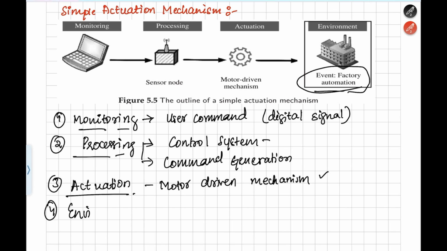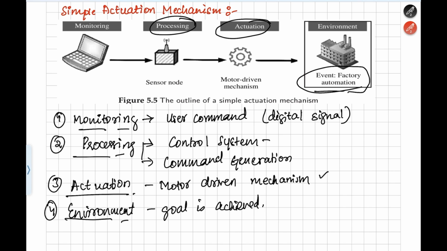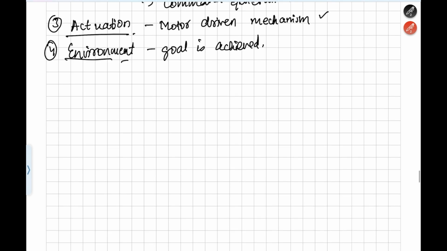Next we have the environment. Once the boxes are picked, the action is performed in the environment. That is, our ultimate aim or goal is achieved here. Right. So majorly speaking, we come across the role of the processor and the role of the actuator. The processor will translate the user commands into actionable machine instructions, and the actuator's role is to convert those instructions into action, or mechanical action, or moving objects. So this was about the simple actuation mechanism.